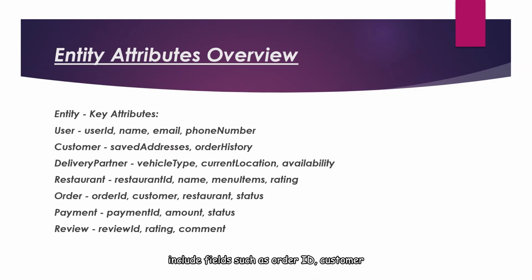Orders include fields such as order ID, customer ID, restaurant ID, list of items, price details, current order status, timestamps, and the assigned delivery partner. Payments will have payment IDs, methods, amounts, and statuses like paid or failed. Lastly, reviews include a rating value, a textual comment, and references to both the customer and the restaurant. Each entity is crafted to ensure clarity, extensibility, and correctness.